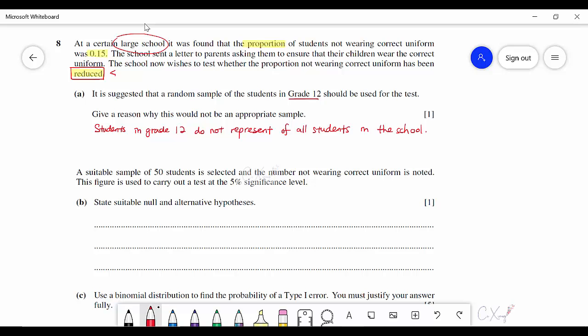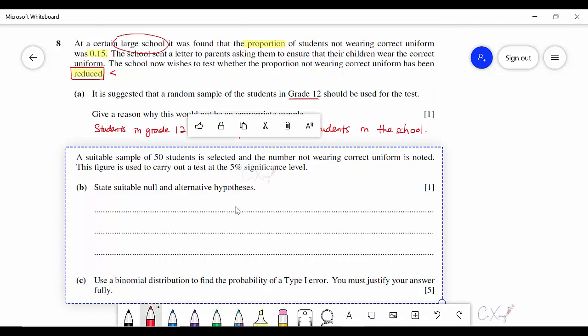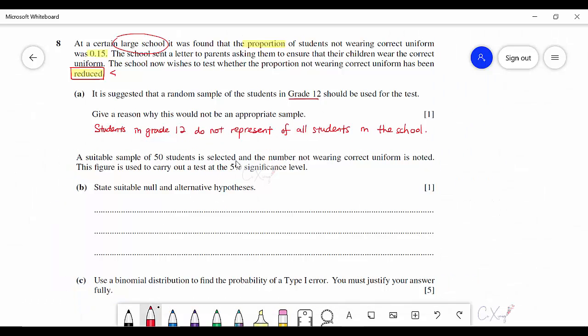Okay, so now, part B, a suitable sample of 50 students is selected and the number not wearing correct uniform is noted. Okay, then the figure is used to carry out a test at a 5% significance level. So first, part B, they ask you to state the suitable null and alternative hypotheses. Okay, alright, so very obvious already that they give you the proportion, they give the keyword reduce, and now they want you to form the null and alternative hypotheses.